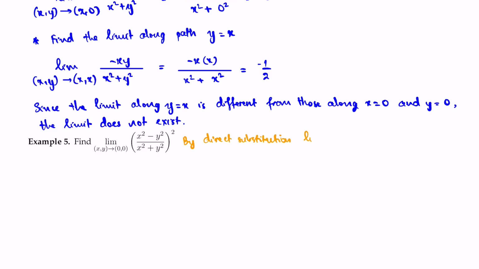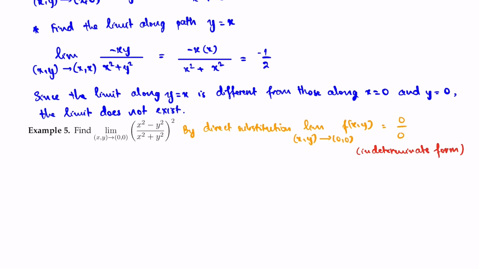you get that the limit of the function f(x,y), given that f(x,y) is equal to this function, as (x,y) approaches (0,0), is going to give you 0 over 0. And again, this is an indeterminate form. When you see an indeterminate form, you want to find the limit along different paths. Similar to the last example, you want to find the limit along path x equal to 0, along path y equal to 0, and along path y equal to x.